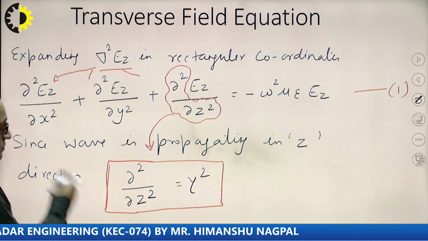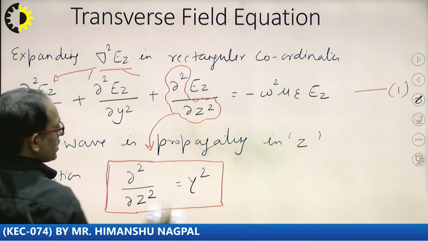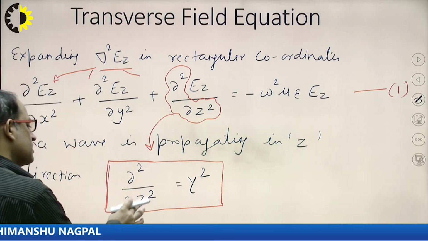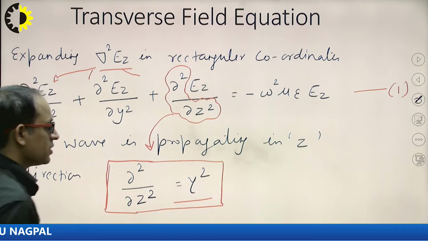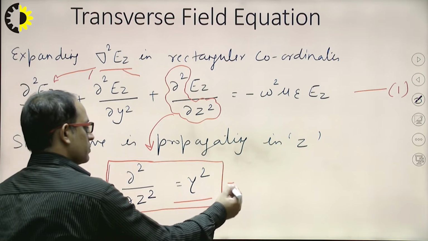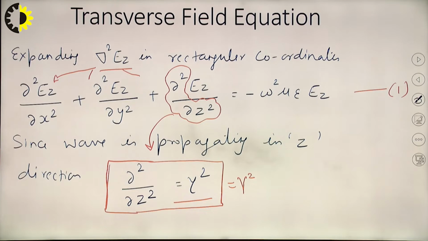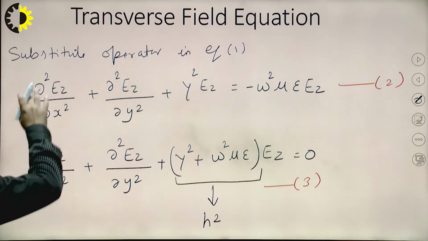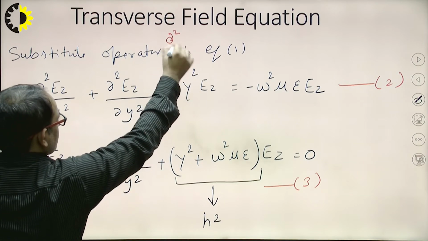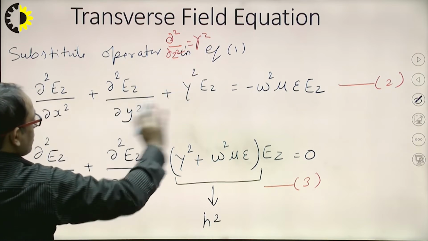Now if I say, since the wave is propagated in the z direction, let's say the propagation constant, means del square by del z square, if I say that is equal to what? Square of propagation, it is gamma square. Clear? Now see, on putting the operator del square by del z square equal to gamma square, the equation will become this one.